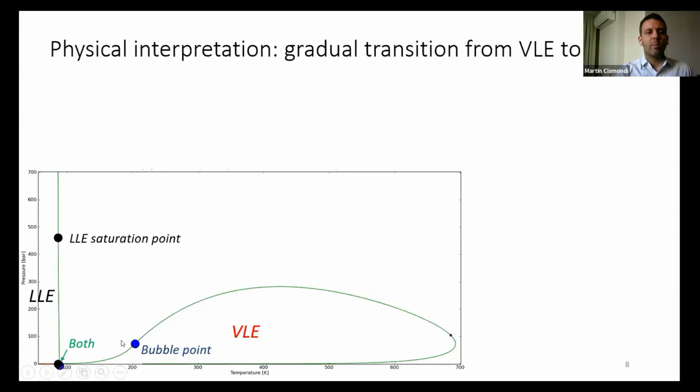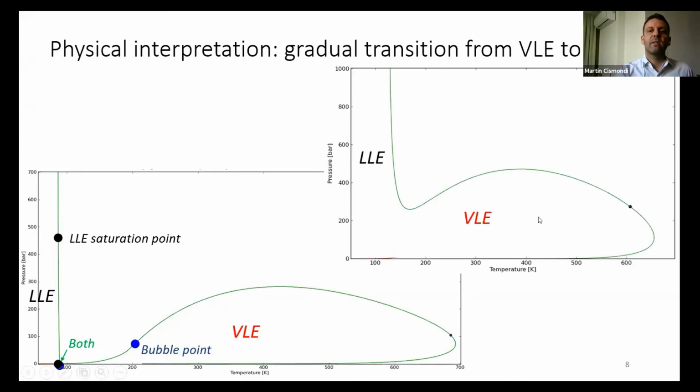We have bubble points at any point on this line, and we have LLE saturation points here. And when both lines meet, we have both points at the same time. That is what we can call a double saturation point, and I will go back to that concept later. So this is clearly not a gradual transition. This is a discrete or abrupt transition.